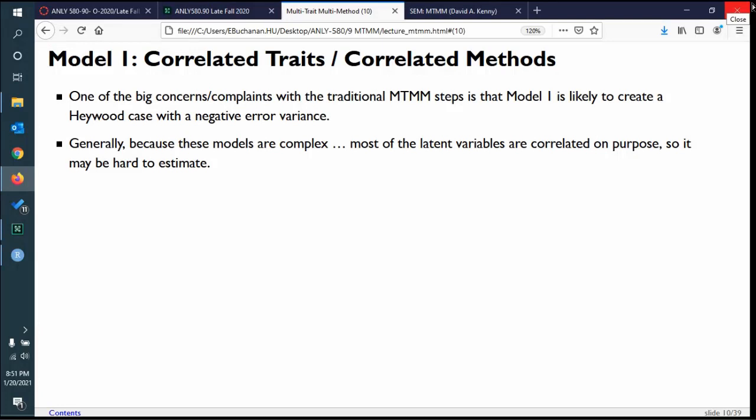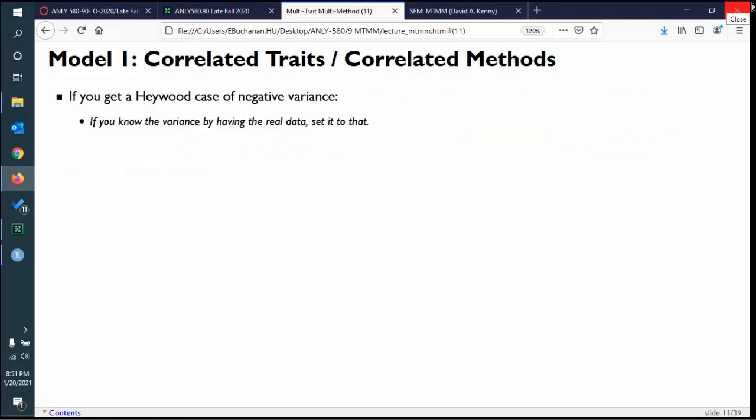And so what can I do? Well, if you get a negative variance, if you get a correlation over one, there's not a whole lot you can do. But if you get a negative variance, the first thing you can do is, if it's on a measured variable, a manifest variable, just calculate the variance of the actual variable and set it to that, because you have the data. If you get this on something where you don't know the variance, because maybe you only have the correlation matrix, or it's on a latent variable, you can set it to something small and positive.